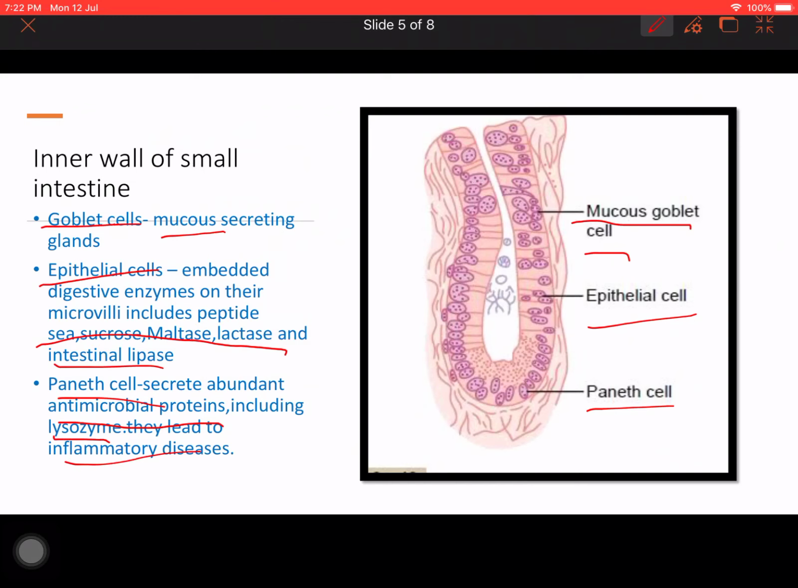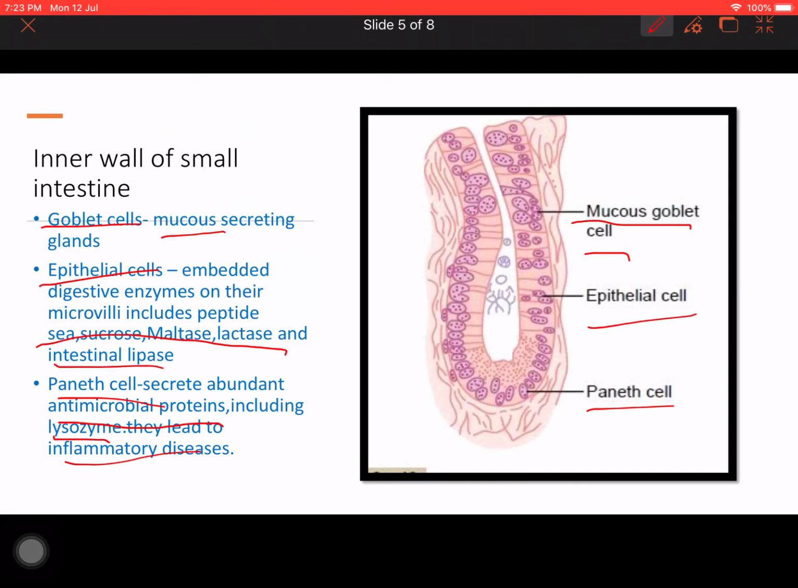Okay, so these are all the inner wall. These are the villi-like projections. So these intestinal villi, villi is the plural form of villus. Villus is the singular form. Okay, these are all the finger-like projections. The inner layer which has the finger-like projections has these types of cells. Okay, is it clear to everyone?